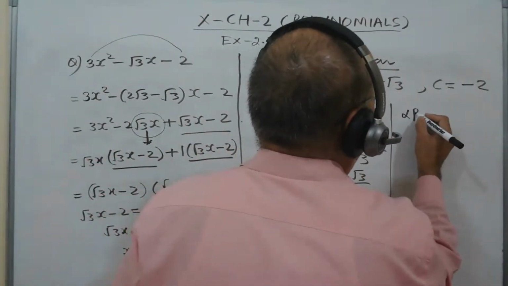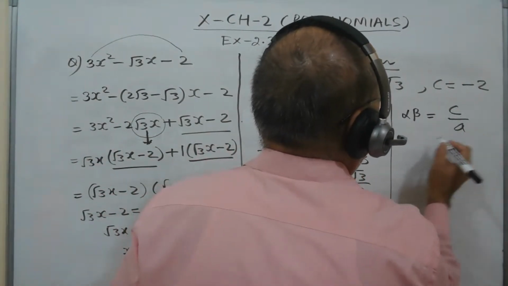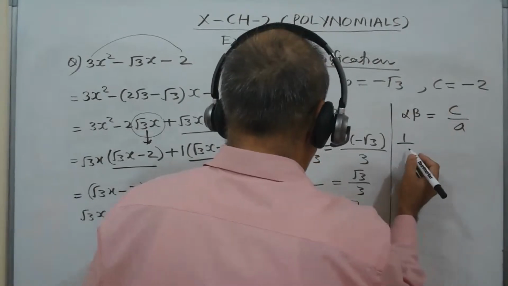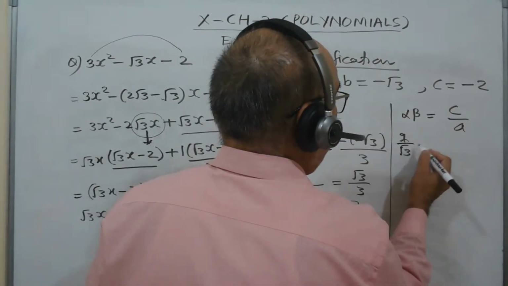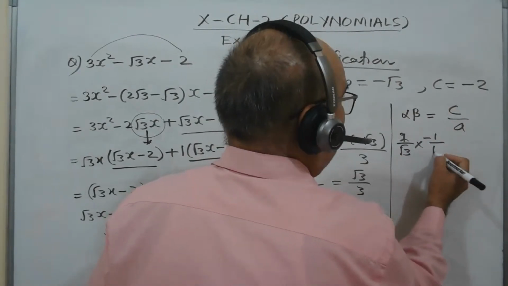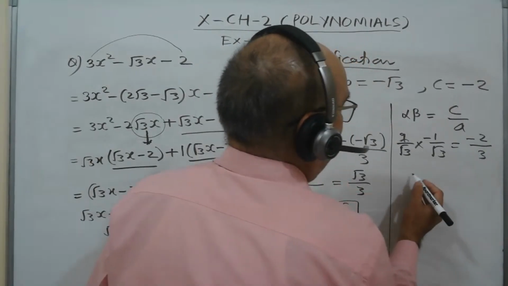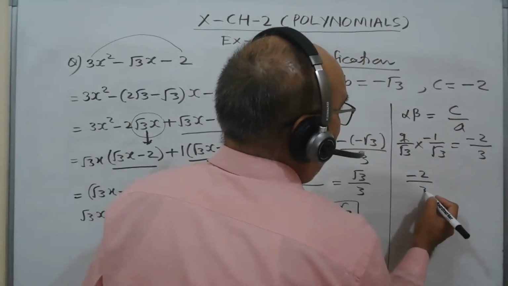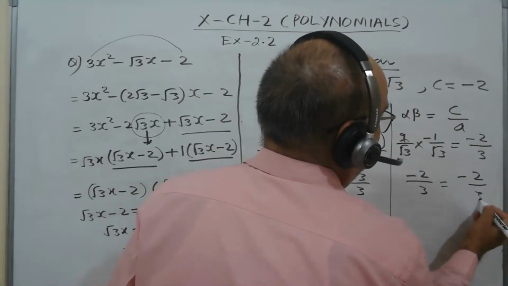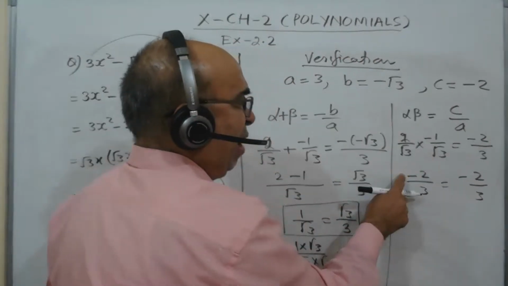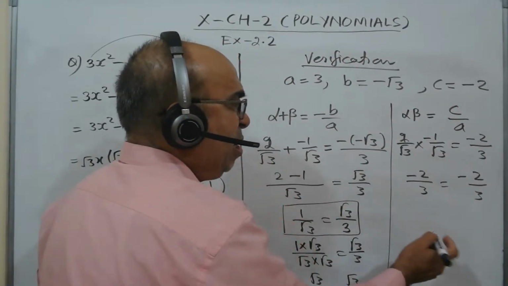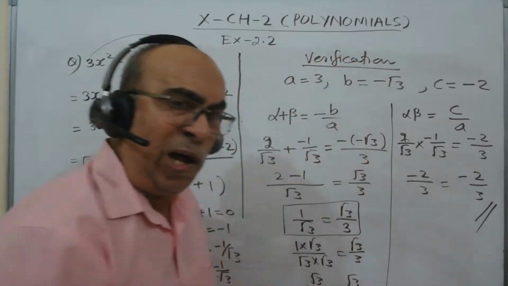Now second one, alpha beta is c by a. Alpha is 2 by root 3. Beta is minus 1 by root 3. C is minus 2. And a is 3. So minus 2 by 3 equal to minus 2 by 3. 2 into minus 1 is minus 2. Root 3 into root 3 is 3. The product of zeros is also verified.